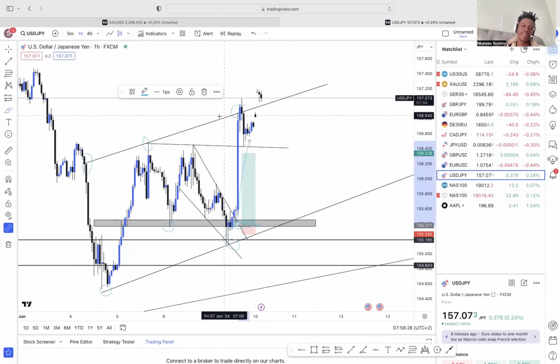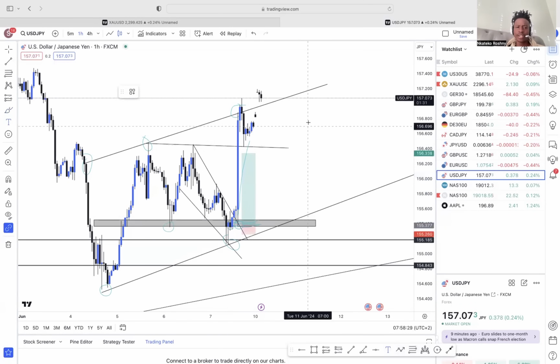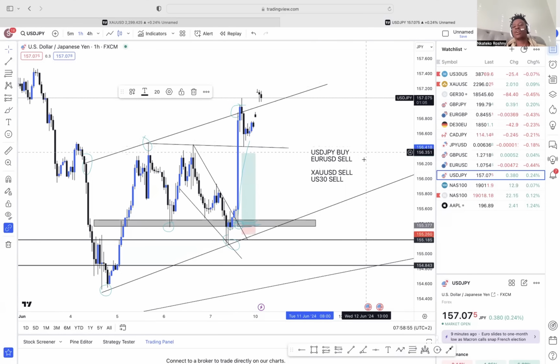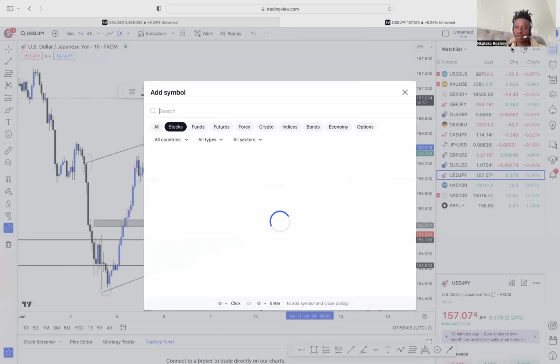Remember when USD JPY buys? Let me just show you something simple. Let's say this is USD JPY. It's a buy. Then whatever we say, Euro USD, it's a sell. So it means gold, it's a sell, right? US30, it's a sell. So simple. You see, now we got a direction with USD JPY. Other people could have got it with the DXY.